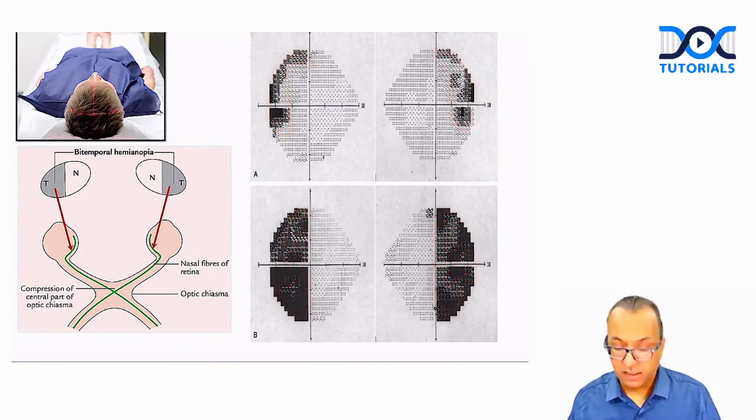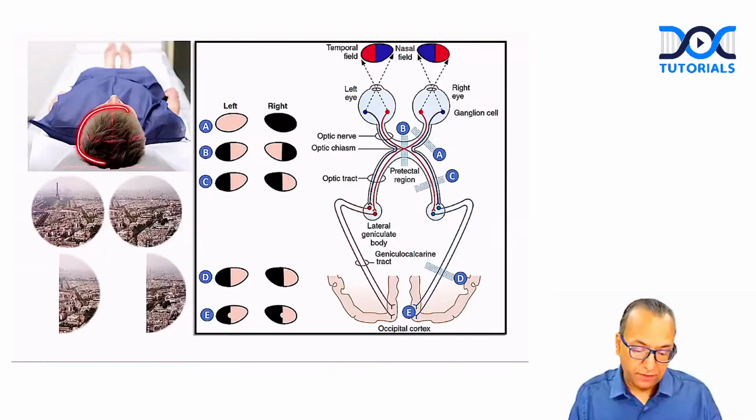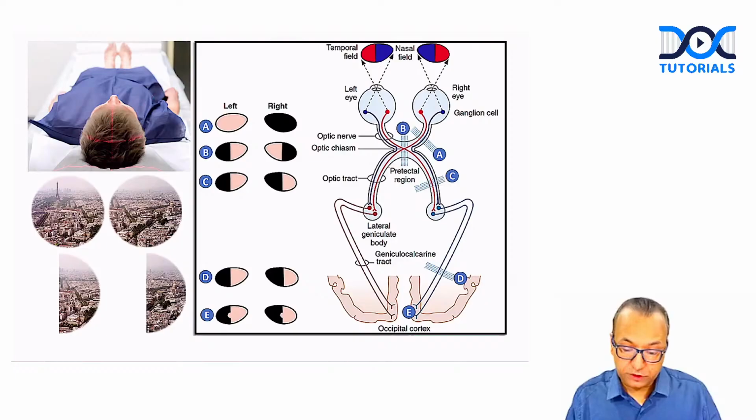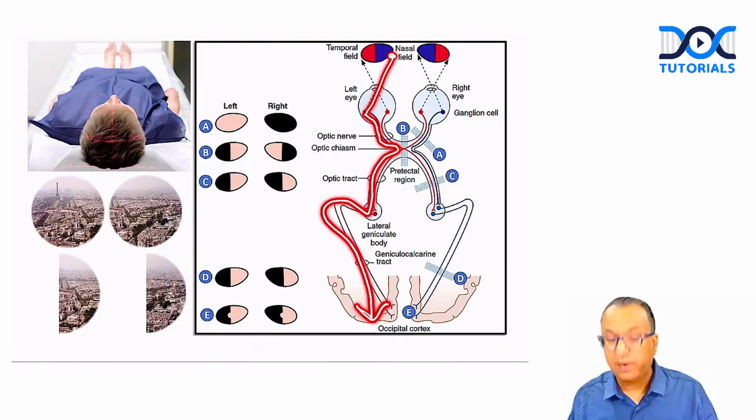Let us revise some other details also. Looking from the superior view, left eye, right eye, you see the nasal fibers, blue color, run ipsilaterally and go to the same brain.